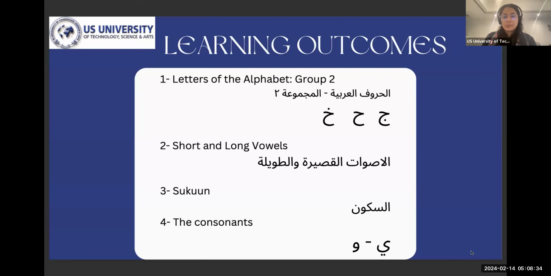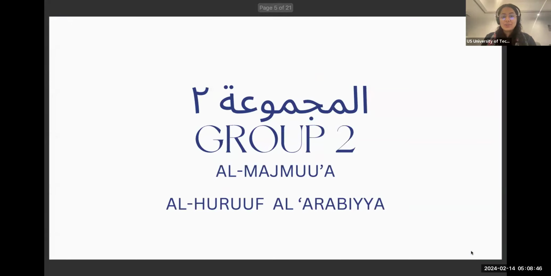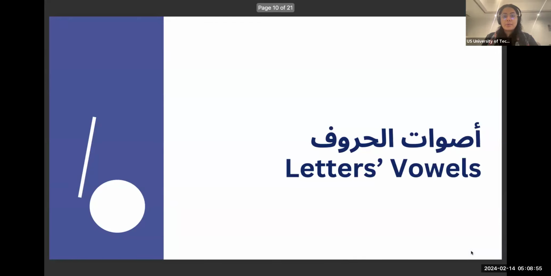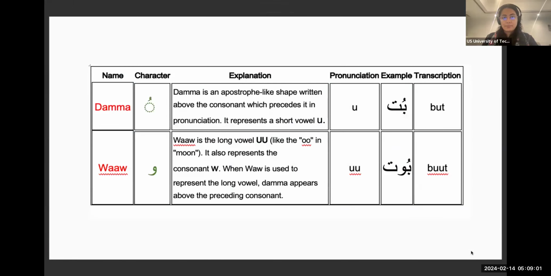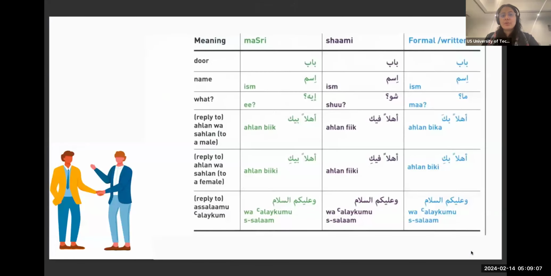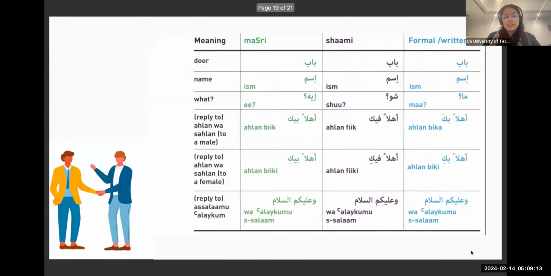Okay, these are the learning outcomes for tonight. So when I say ad-dars, it means like the lesson, ad-dars. Okay, and this is number 2 in Arabic. So before we start with the second group, I'm gonna do the short and long vowels. As you can see, this is the PowerPoint presentation where you will literally find everything. All the videos and everything, even the vocab here at the end, you will also find it to study it. Okay, now I'm gonna stop sharing my screen.